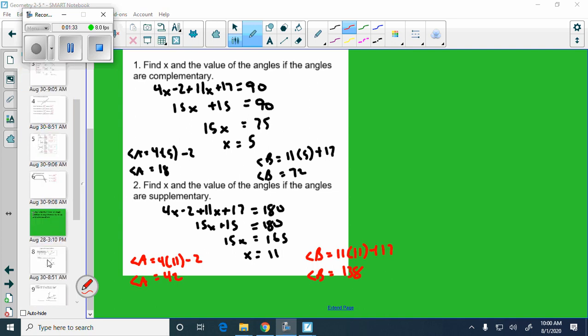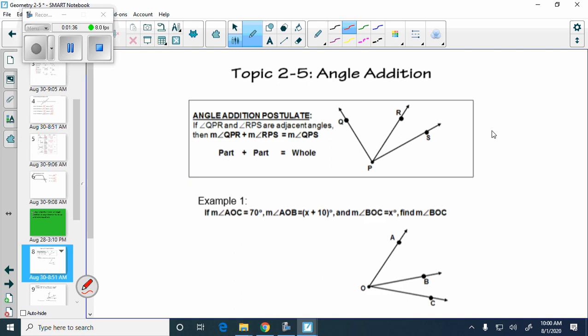Now let's get into today's lesson. The angle addition postulate, similar to the segment addition postulate from the last unit, says that if two angles are adjacent angles, then we can add them up to get the measure of the whole thing. Or in other words, the part plus the part equals the whole, or color coding what I've got here, QPR plus RPS is going to add up to give me QPS.